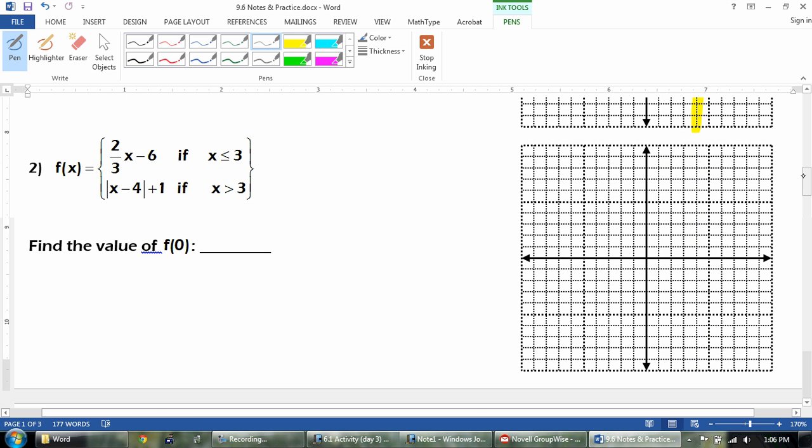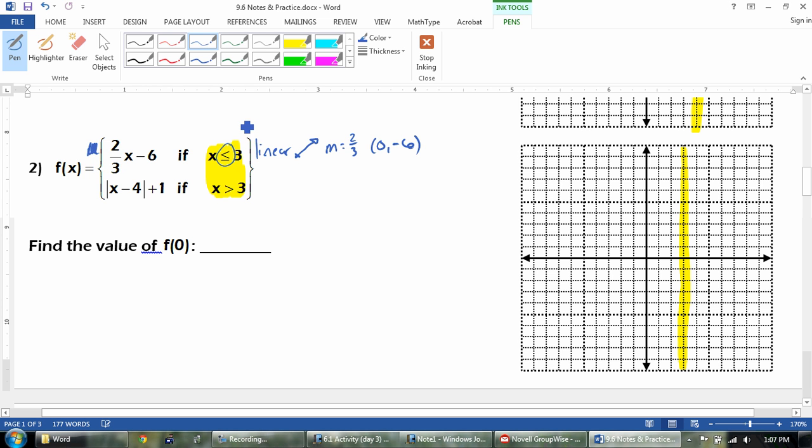So, number 2. I like to look at my domain. I can see that it's the same number, so I can go and draw my line at 3. Now, let's pay attention. The first line is linear. Okay, I'm going to do my first one in blue. It's linear. It's positive, so it's going to be going up from left to right. And the things I need to know for linears, I need to know my slope, and I need to know my y-intercept.